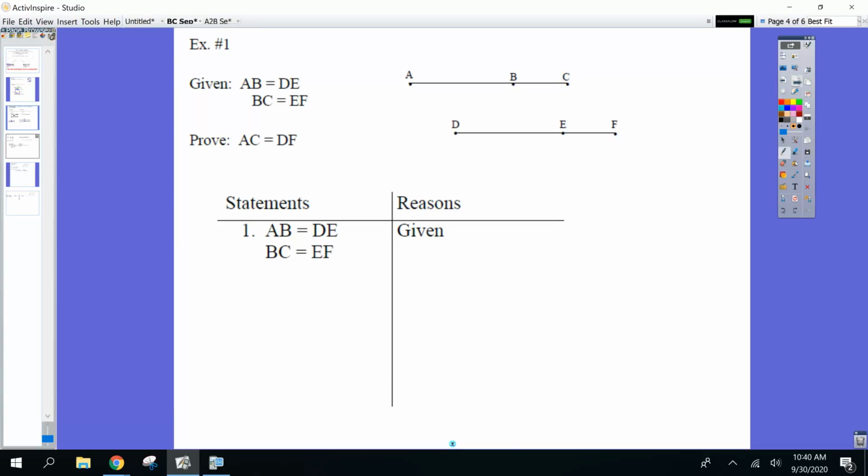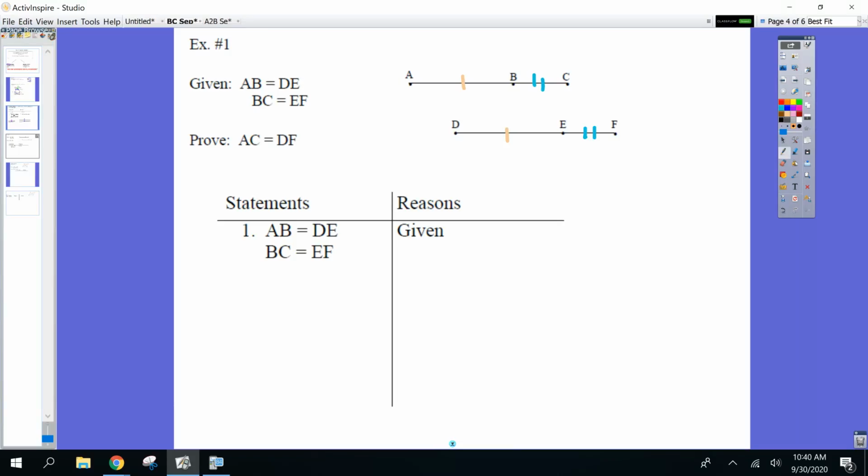First step, let's get in this habit, guys. First step, mark your diagram with the givens, please. Get in the habit. Mark your diagram. What markings can I put on AB and DE? How do I show that on a diagram? Hash marks, yes, hash marks. I'm just giving you a tough time. So AB and DE, and then I'll put hash marks on BC and EF.